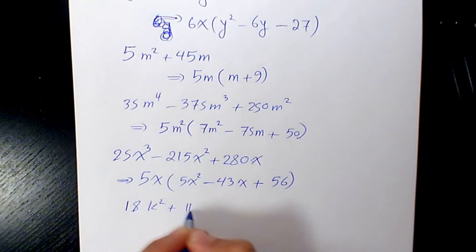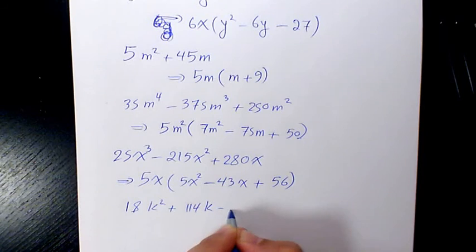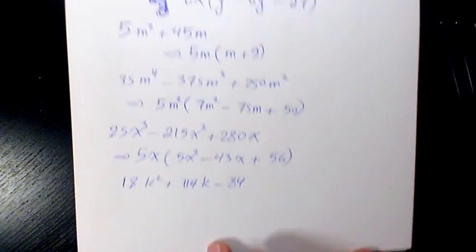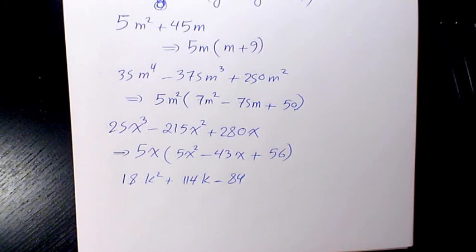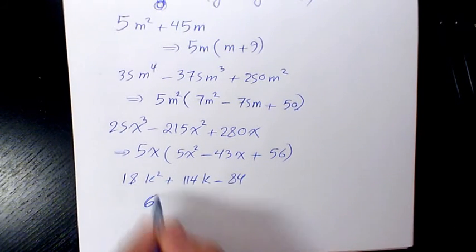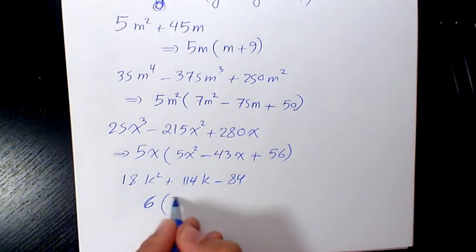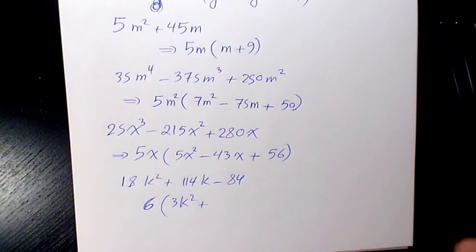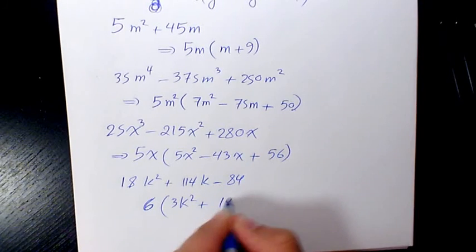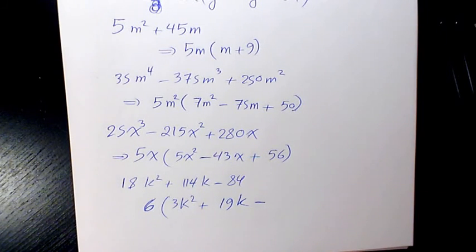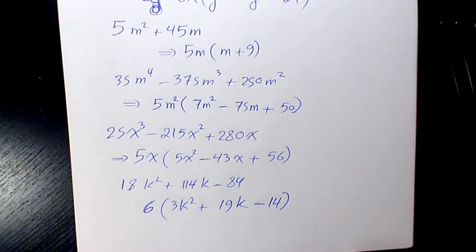Next one is 18k squared plus 114k minus 84. So we just check that. We can factor 6 in here. So that's going to make it 3k squared. 114 divided by 6 is going to be 19k. And 84 divided by 6 is going to be 14. So that's going to be the final answer.